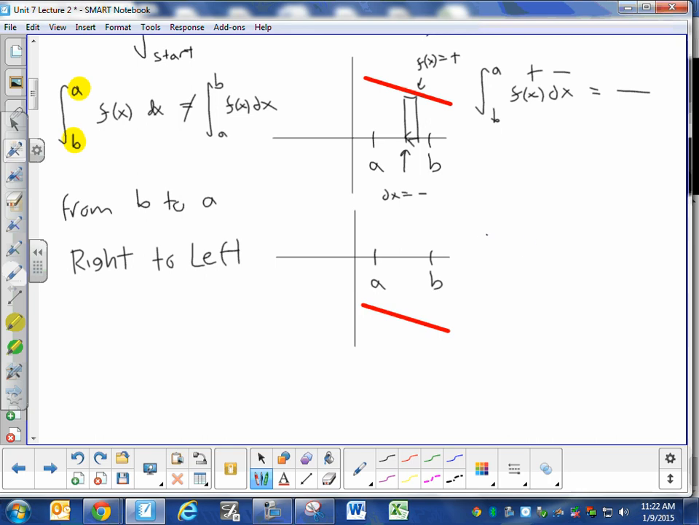Let's see what happens if we go below the x-axis from right to left. Well, the function values are negative for these rectangles, these infinitely skinny rectangles. But the widths of the rectangles also are considered to be negative since we are headed in the negative x direction. So this is actually positive.